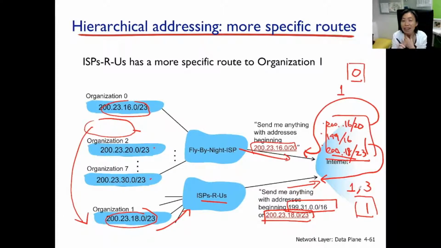Now, if we call back in section 4.2, what did we say? We're actually not just doing prefix matching, we are doing longest prefix match. So which one is the longer prefix? 20 versus 23. So a packet carrying a destination for organization 1's machine is going to come down this way and eventually reach organization 1. So we're okay, right?